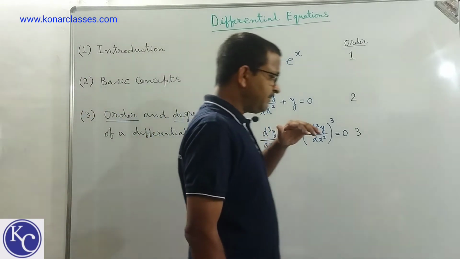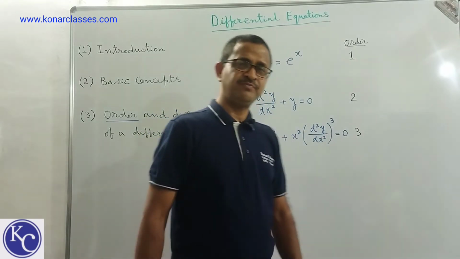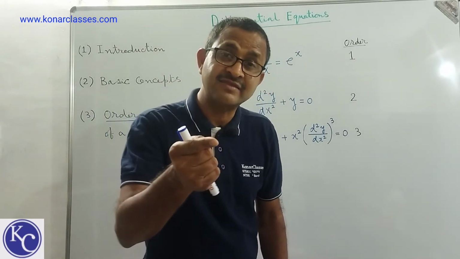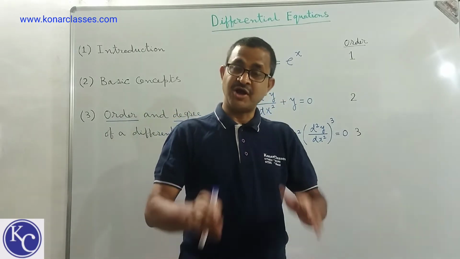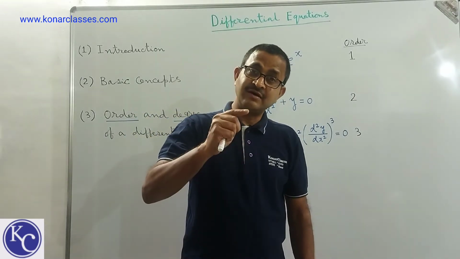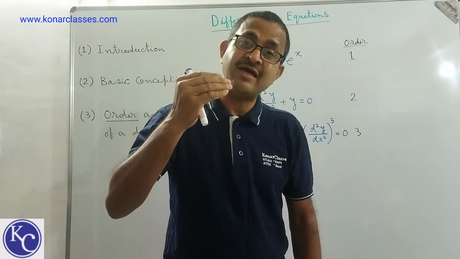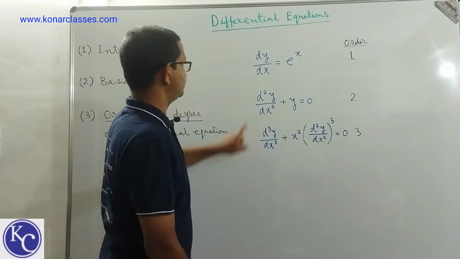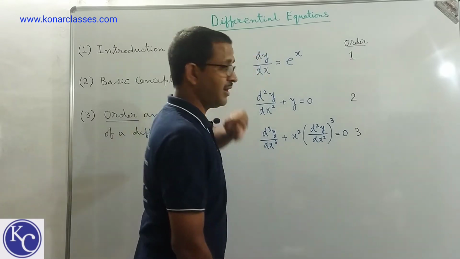Now, if the derivatives occur in a polynomial, then what is the degree of the differential equation? The degree of the differential equation is the power, that is the positive integral index, of the highest order derivative as appearing in the differential equation. I repeat once more, dear students. So the degree of a differential equation is the power, that is the positive integral index, of the highest order derivative as appearing in the differential equation. For example, if we look into this particular differential equation, what is the degree? Degree is 1. Why? The first order derivative has the power 1, that is the highest one.